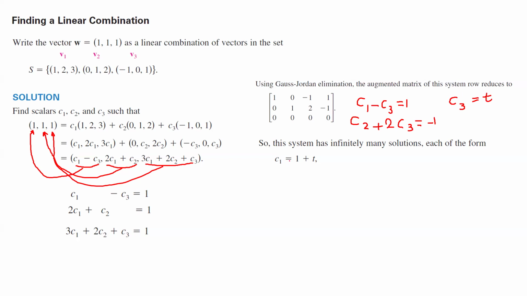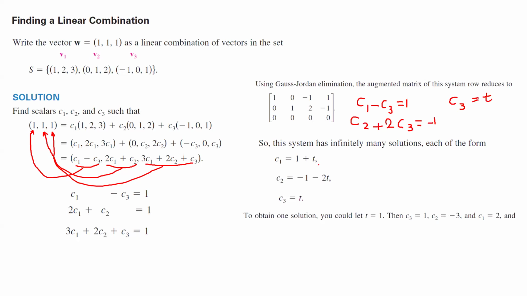So basically C1 is 1 plus T, and C2 is equal to -1 minus 2T. And T is any real value, just a parameter. Here we go. So the system has infinitely many solutions. What's the meaning of that?